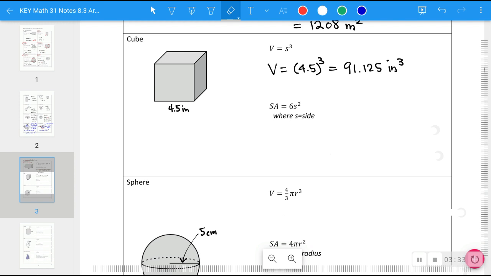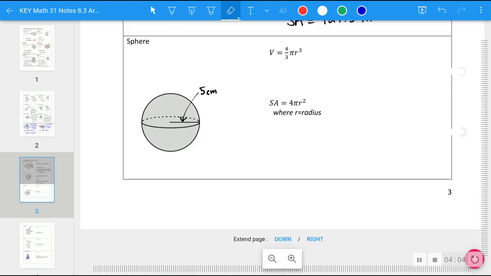Now the surface area, you're going to take the front shape, which is a square, and find its area. And then since all 6 surfaces are identical, top, bottom, left, right, front, back, you just multiply by 6. So let's see how that looks. You have to do the squaring first. So 4.5 times 4.5 to get to 20.25. And then multiply by 6 to finish it off.